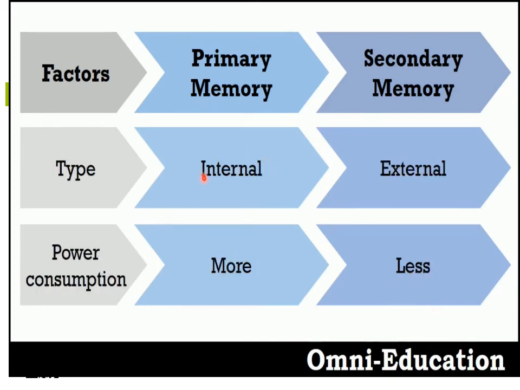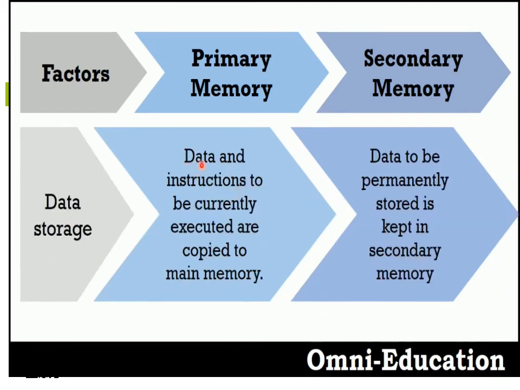The primary memory devices are usually affixed on motherboard inside the computer system. That is why it is internal. While the secondary memory devices may be present inside or outside the computer system, so it can be external. Power consumption in primary memory is more. On the other hand, it is less in secondary memory. Data and instructions to be currently executed are copied to main memory, whereas data to be permanently stored is kept in secondary memory.